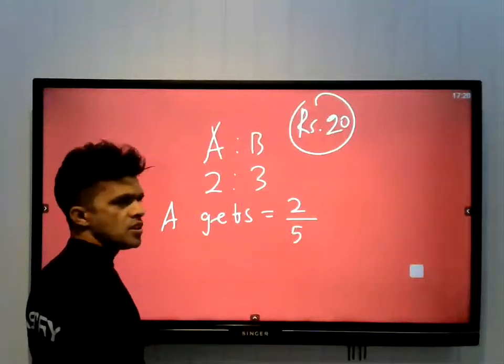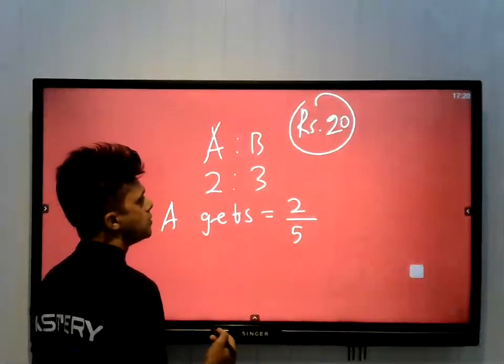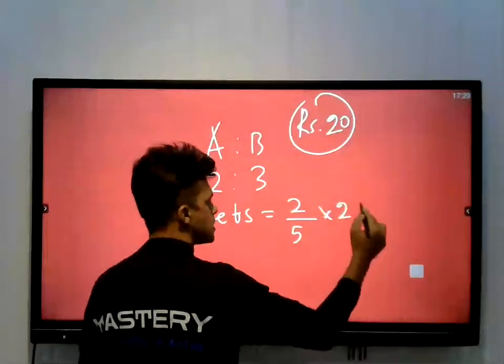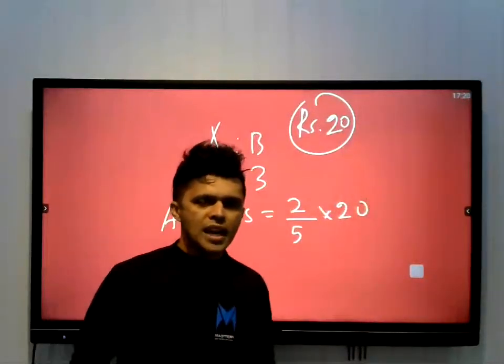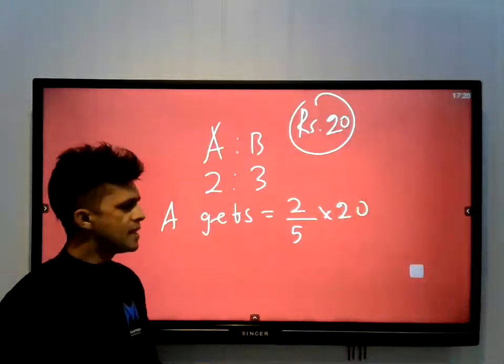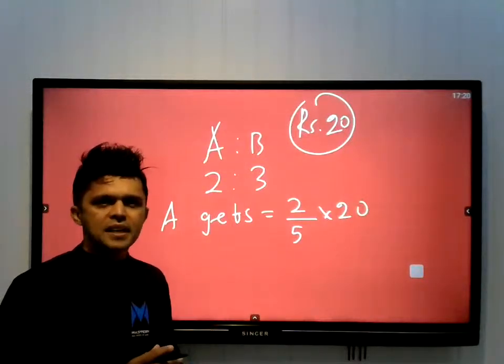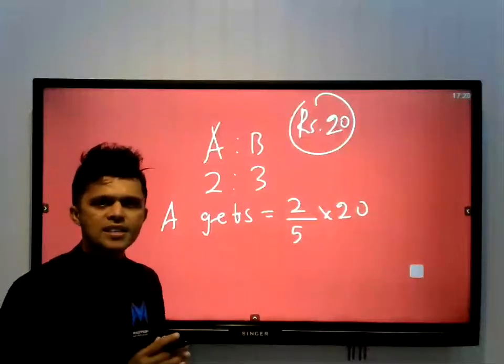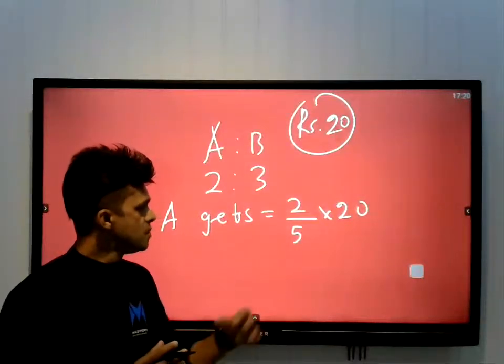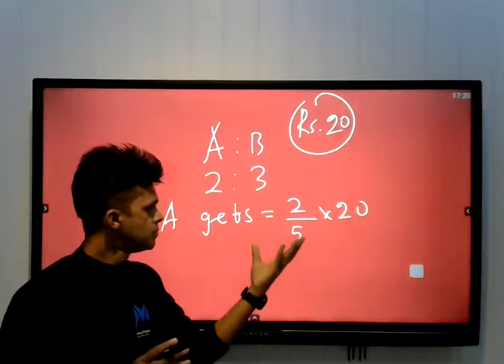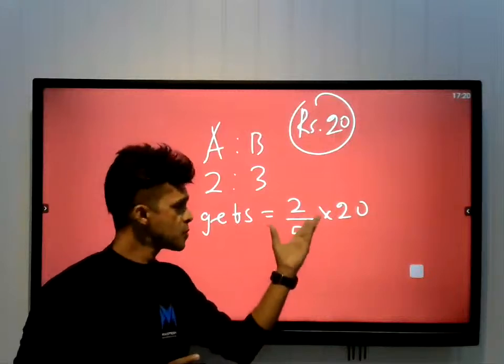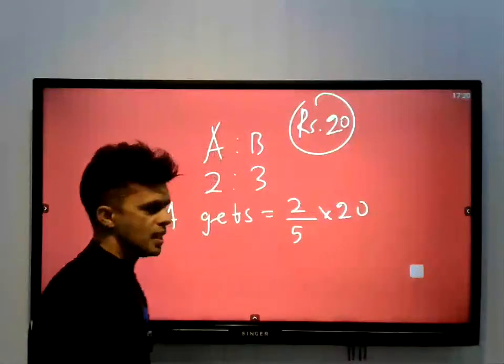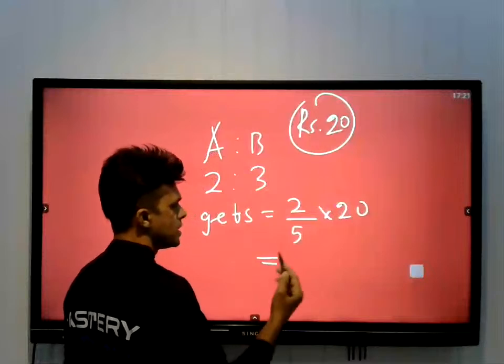Then 2 over 5 into the divided 20 rupees. You could get the amount taken by A here. How can you do it? You could multiply this fraction by 20. It can be done in this way.